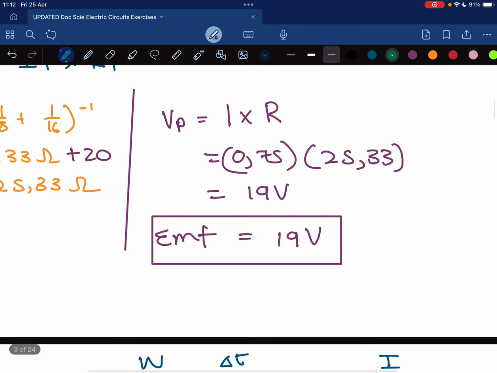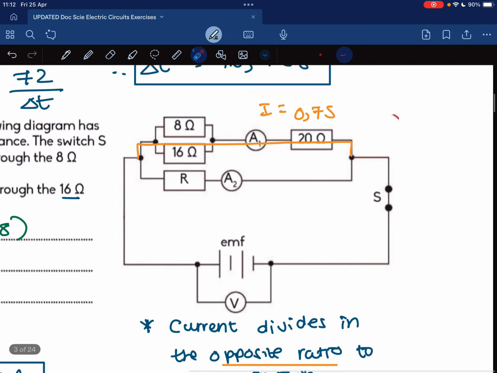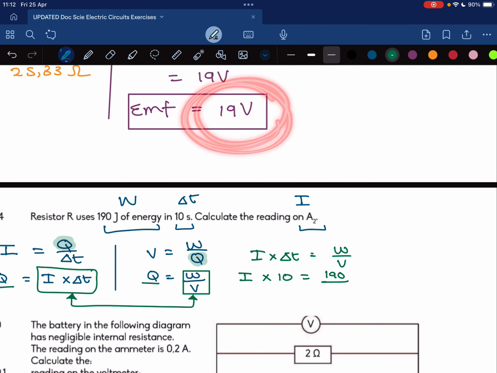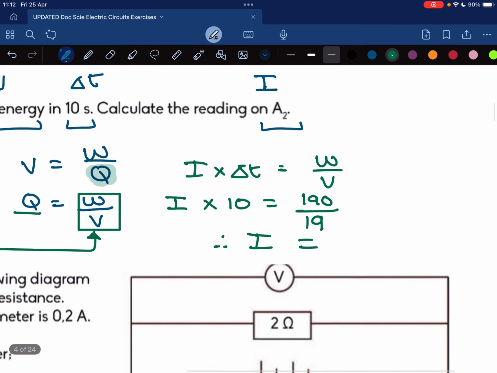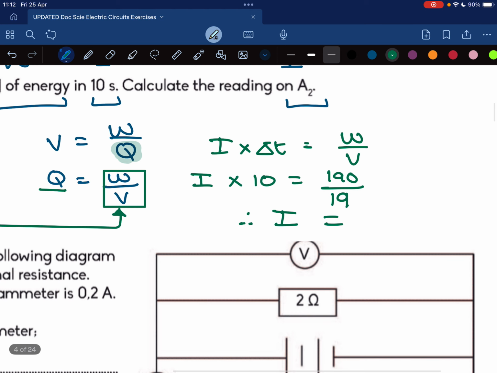Now the voltage, do I know the voltage that goes through resistor R? Yes, I do, because I know the voltage that goes through here, which is the same as the voltage that goes through there. It's a parallel. And I just calculated it, 19 volts. So I would have 190 divided by 19. You put that on your calculator, and you would get the total current I to be equal to 1 amp.